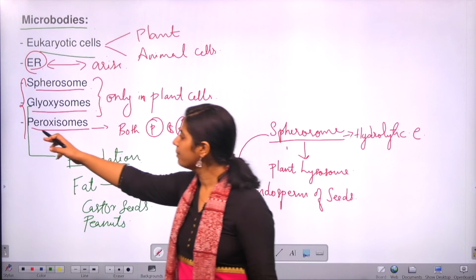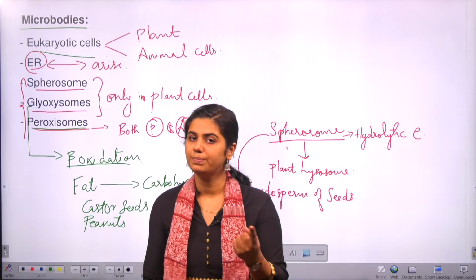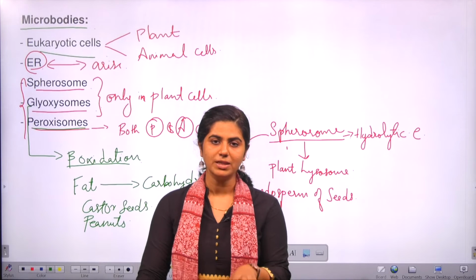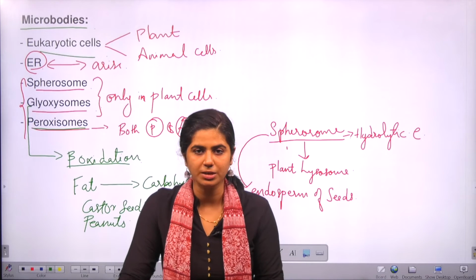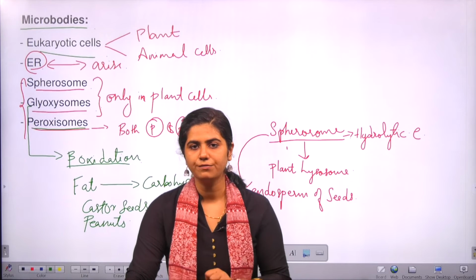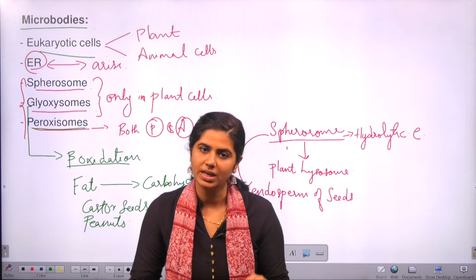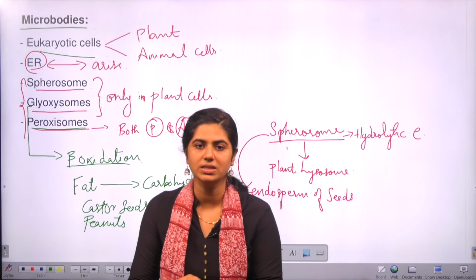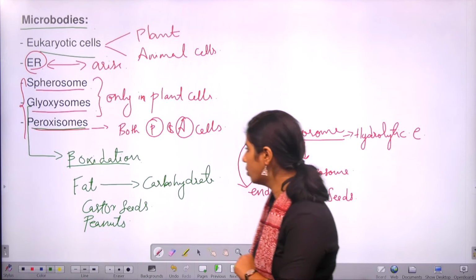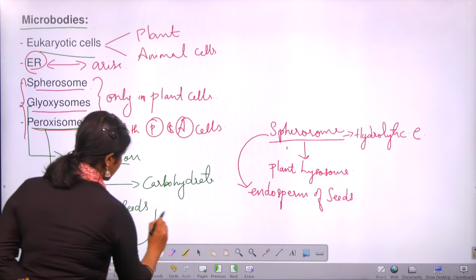Now the final microbody is the peroxisome, which is present in both plant and animal cells. But the function of peroxisome in animal cells is not yet identified. In plants, the function of peroxisome is to convert amino acid and uric acid into hydrogen peroxide, which is actually toxic to the cell.